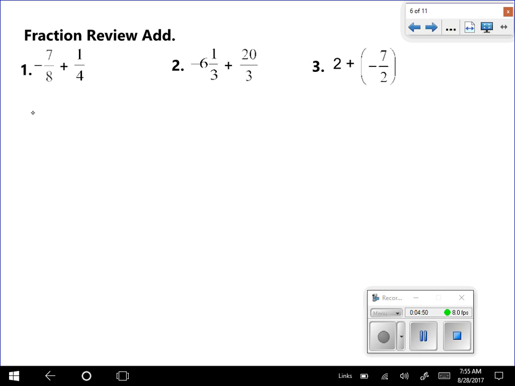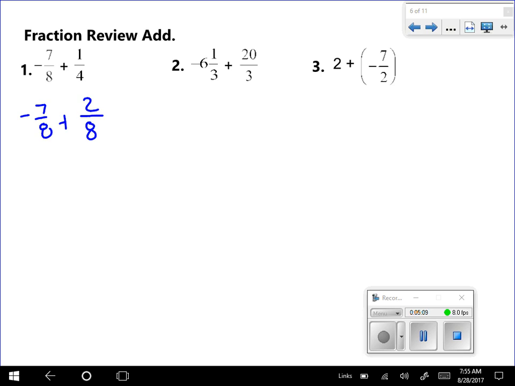So we're going to go ahead and say that 8 is going to be our common denominator. So we can leave that alone. What do I need to do to 4 to get to 8? I'm going to multiply by 2. And then in the numerator, I'm going to do the same thing. 1 times 2 is 2. Now I have common denominators.